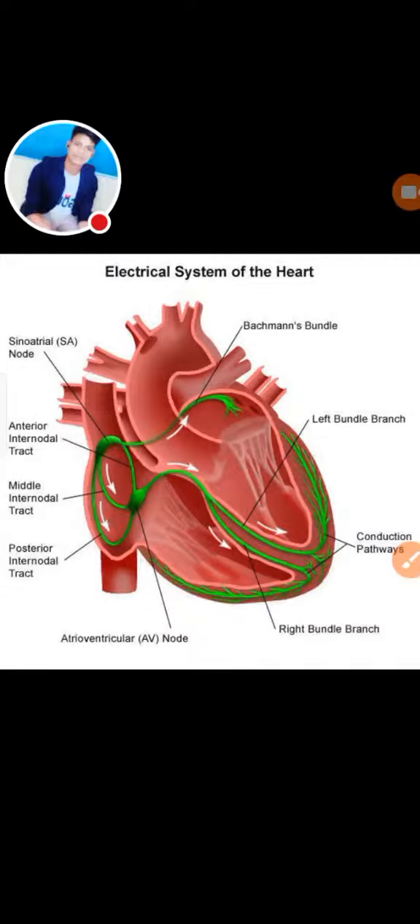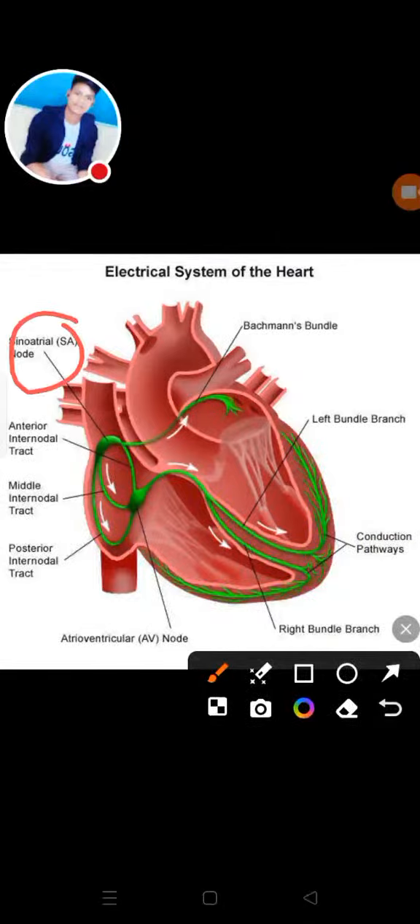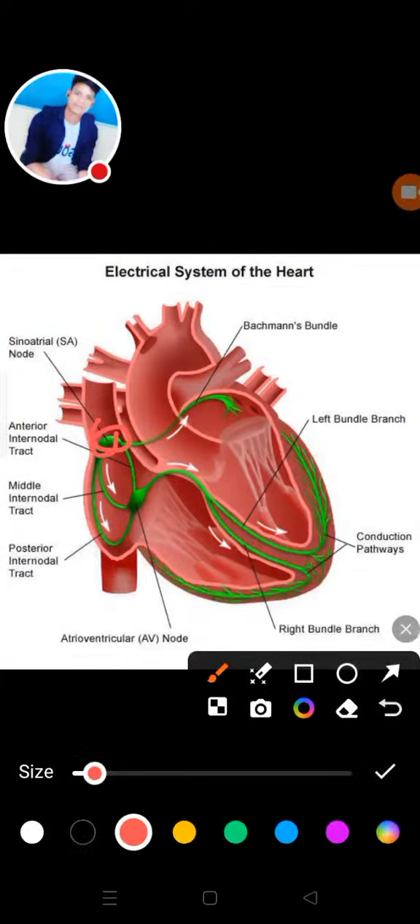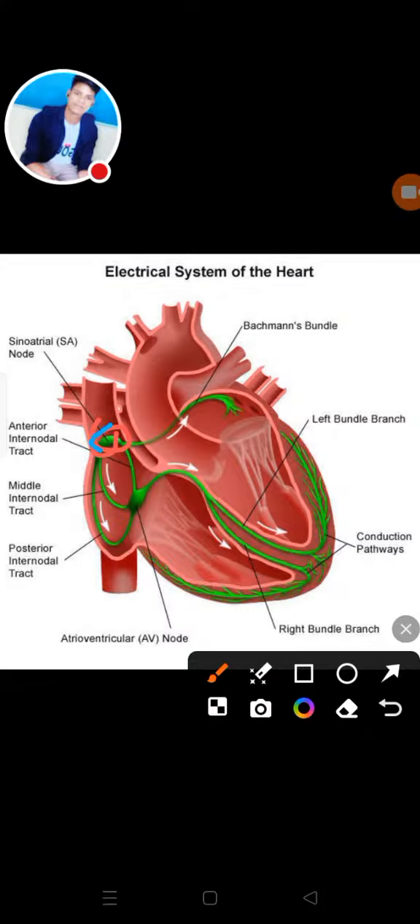No one replied. Okay, SA node, as I have already mentioned here, means sinoatrial node. This node is called the SA node. I will just change that color and make a border here. The full form of SA is sinoatrial node. It is present in the right atrium. And the next node is called the AV node. Are these two nodes visible? This is the SA node, this is the AV node.